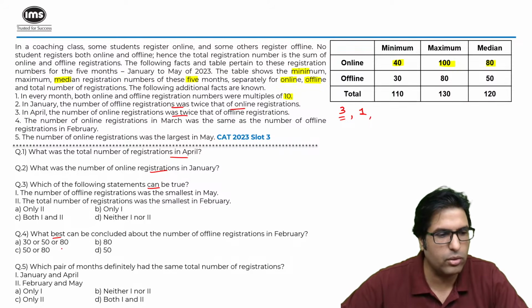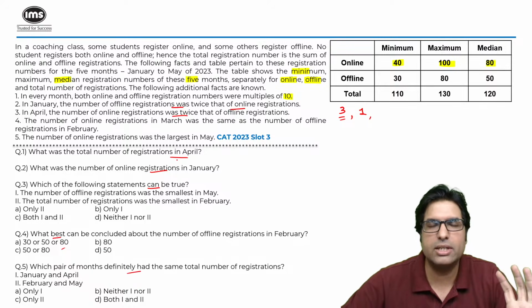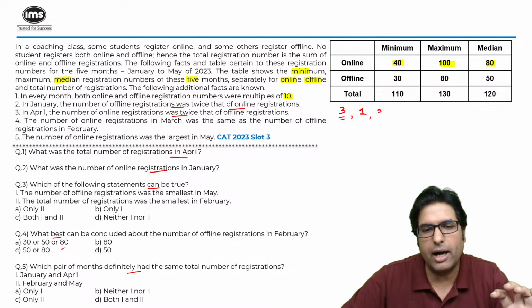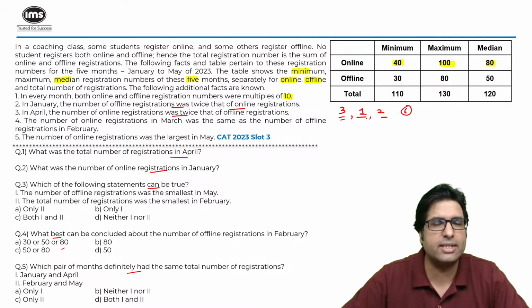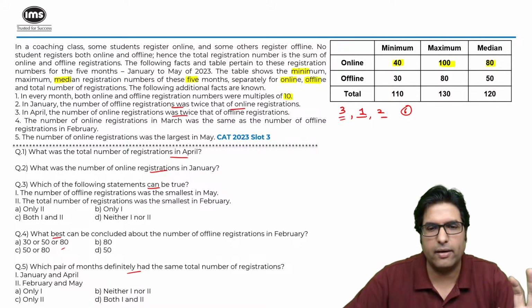What best can be concluded? There are multiple options, definitely. So there are 2 questions that are closed-ended. Maybe I'll allocate a 2. So 3 and 1, 4 and 2, 6 is the total that I'm getting. I would therefore rate this set as moderately difficult.